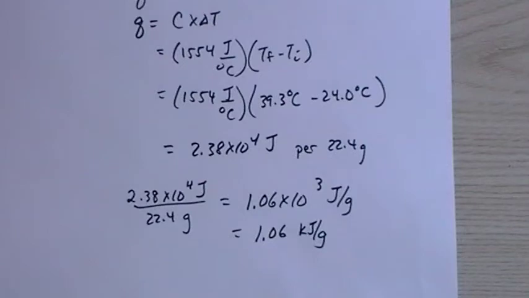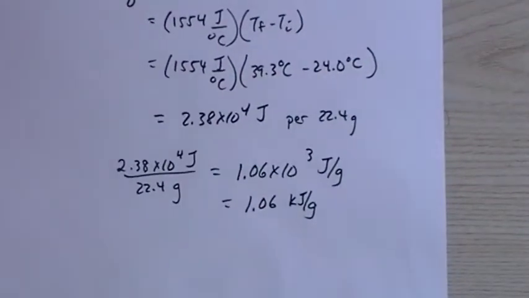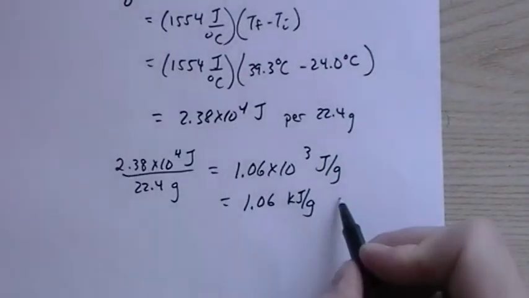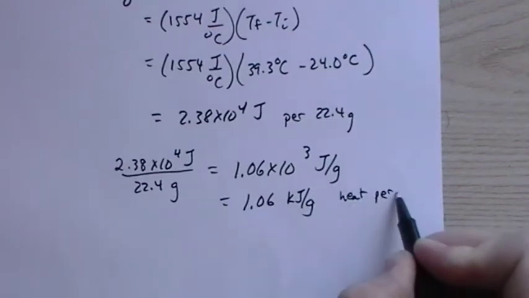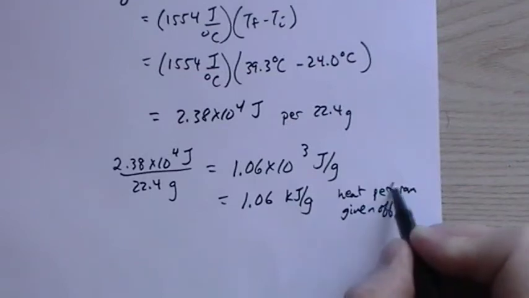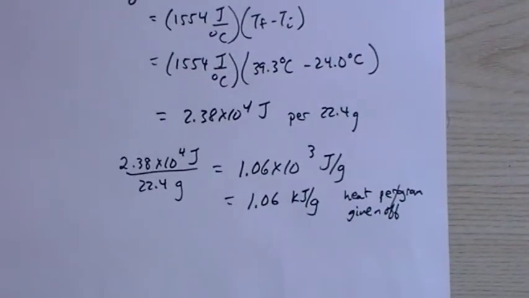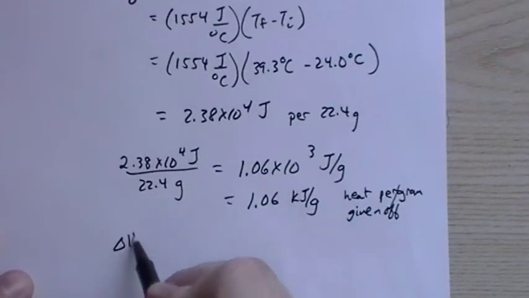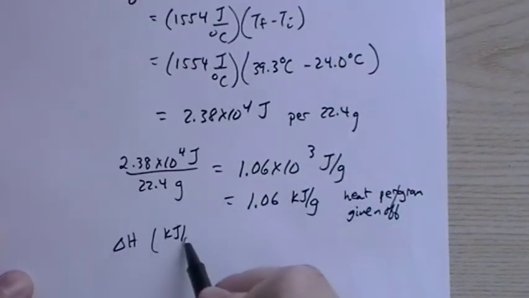Now, in this case, heat is neither positive nor negative. We're just stating how much heat is being given off. Now the temperature rose, so the heat came out of the system, came out of the salt and heated up the calorimeter. So it tells us how much heat per gram is given off. But they want to know the enthalpy. Enthalpy is going to be units of kilojoules per mole.